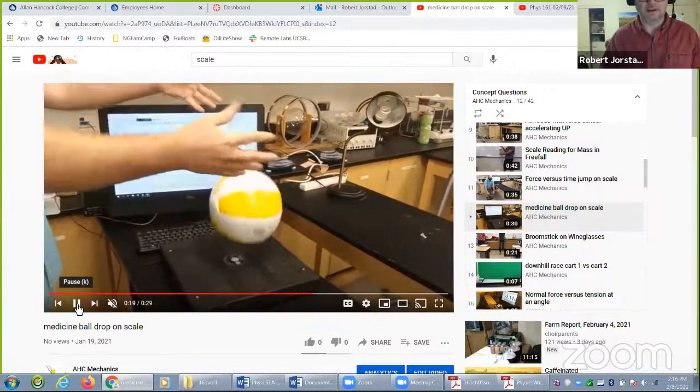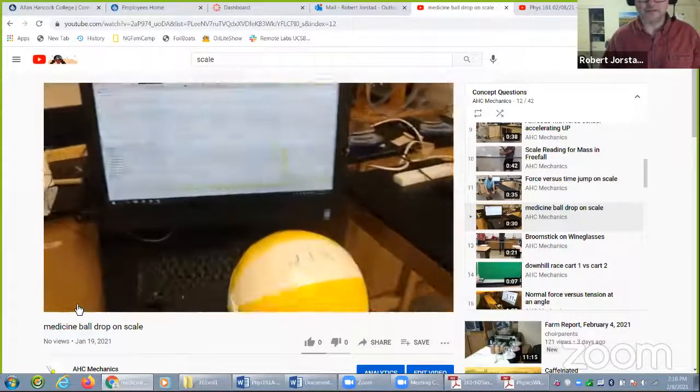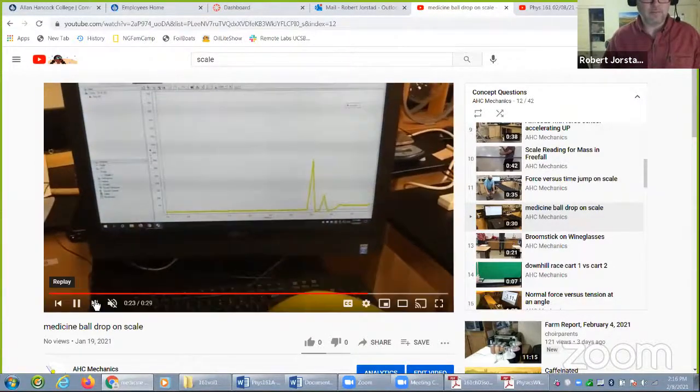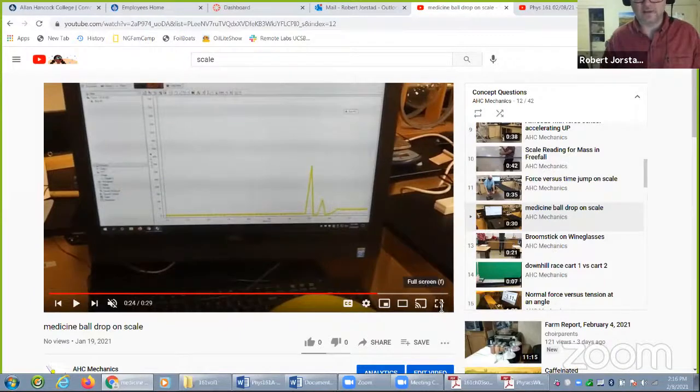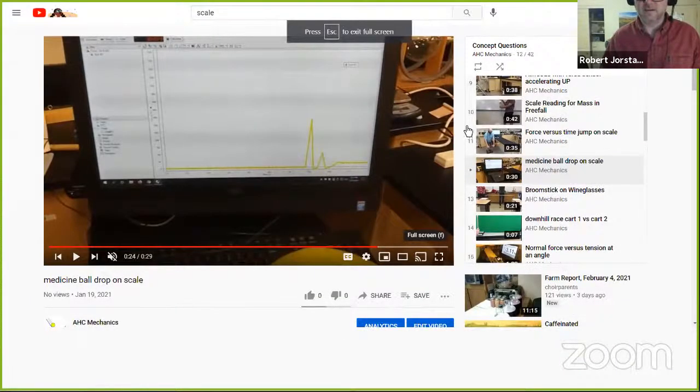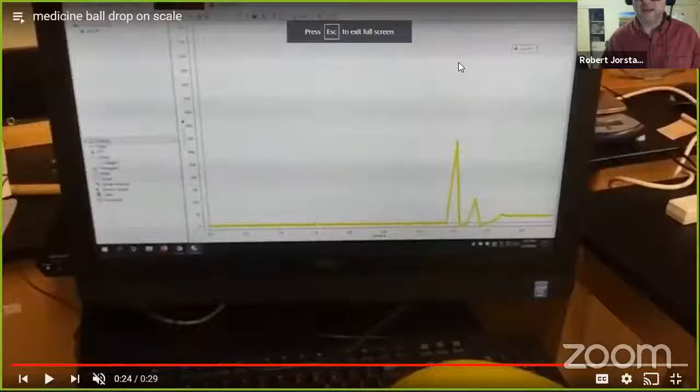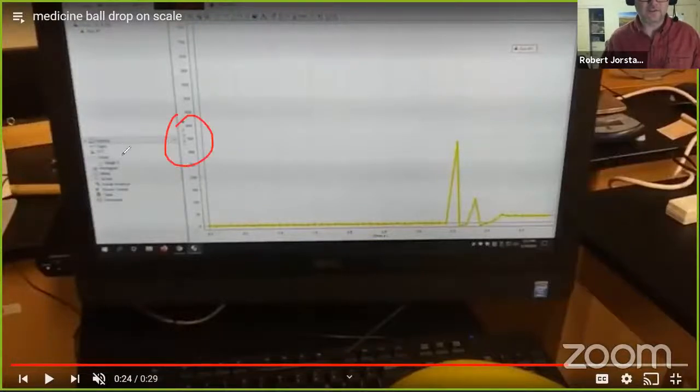All right, I'm going to drop this here. Now, notice the ball bounced. Did you see that? Let me pause for a second and make this full screen. The idea here is this is the force. I'm reading force in newtons, and this is time in seconds.